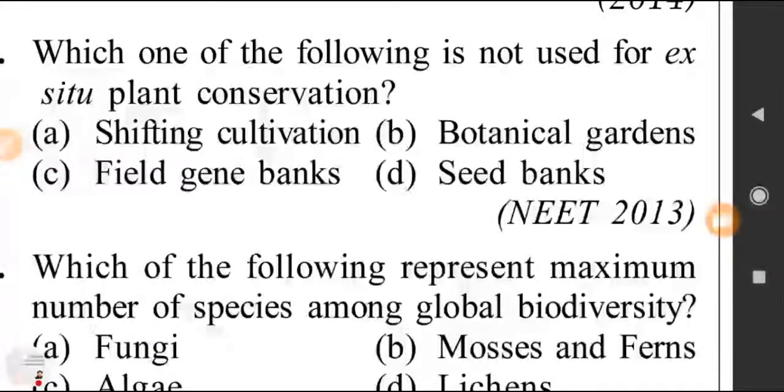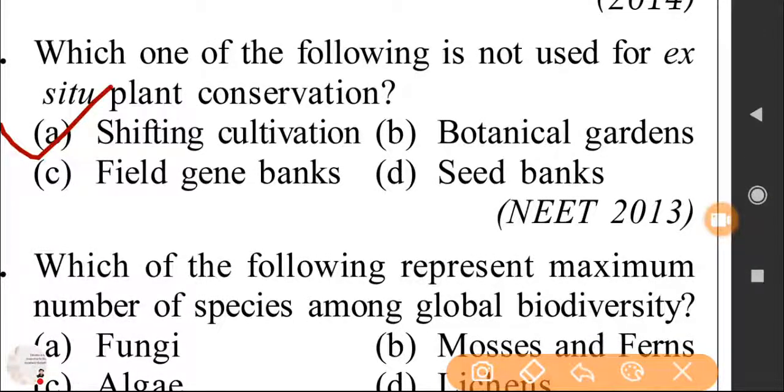Next: which one of the following is not used for ex situ plant conservation? Shifting cultivation is the right answer. Botanical gardens, field gene banks, and seed banks, I already told you, because in this we just select rare plants in places outside their natural homes. It includes botanical gardens, zoological parks, seed banks, cryopreservation, field gene banks, and sacred plants. Only these things are included in that.